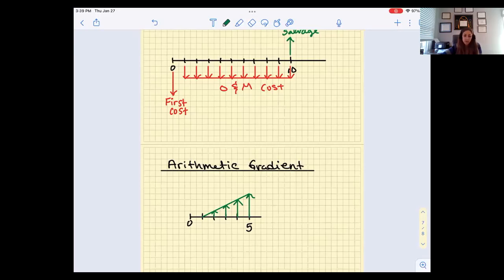Now, you could have an arithmetic gradient that's also a cost, right? It could start costing nothing and then increase and increase and increase as well.